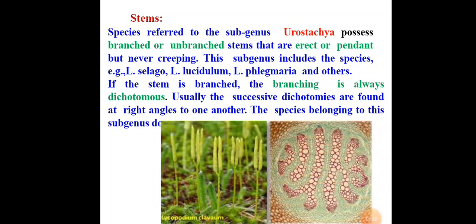What about the stem? The species referred to the subgenus Urostachya possess unbranched as well as branched stems, erect as well as pendent. They can climb, like soil-penetrating and elastic, but never creeping; they do not creep to another plant. The subgenus includes species, for example Lycopodium selago, Lycopodium lucidum, Lycopodium phlegmaria, and others which you can see in climbing conditions. If the stem is branched, the branching is always dichotomous, and usually the successive dichotomies are found at an angle to one another, in the species belonging to the subgenus also.